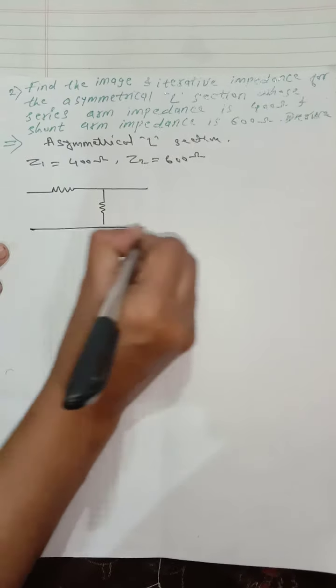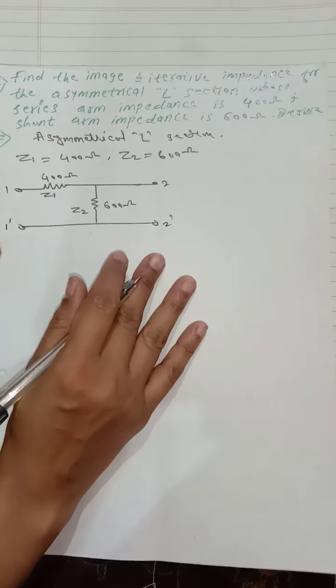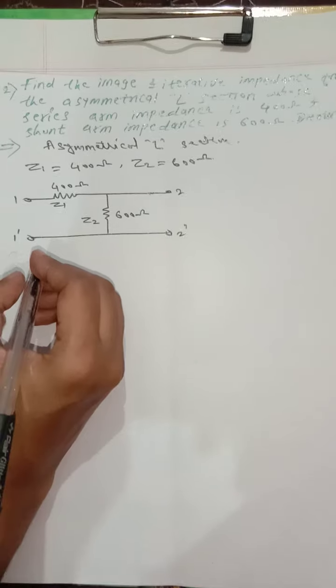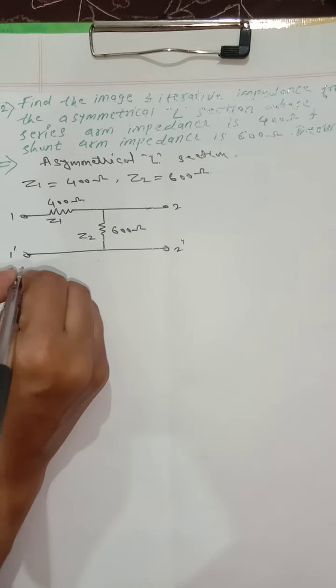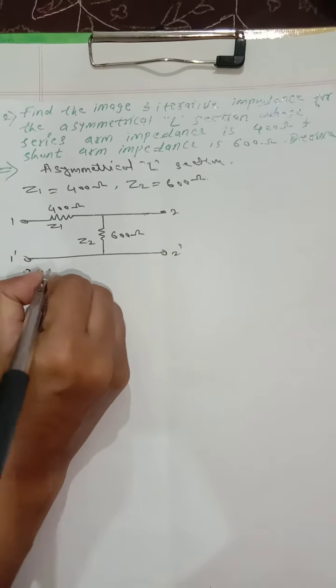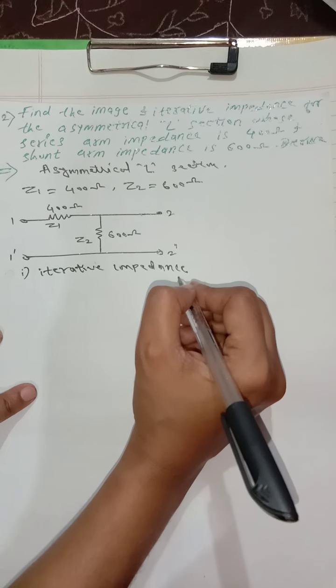So here this is nothing but the 600 ohm, which is nothing but the Z2, whereas this is the 400 ohm, that is nothing but the Z1. This will be the 1 dash 2 dash. So this is the network of a symmetrical L section. How we can find the iterative impedance as well as the image impedances? So first we will start with the iterative impedance.